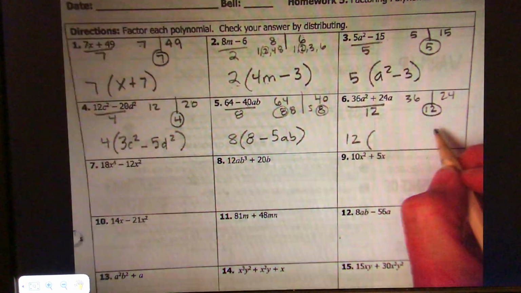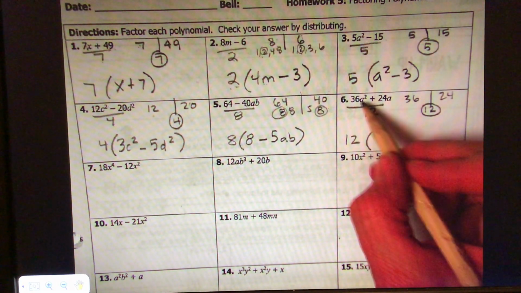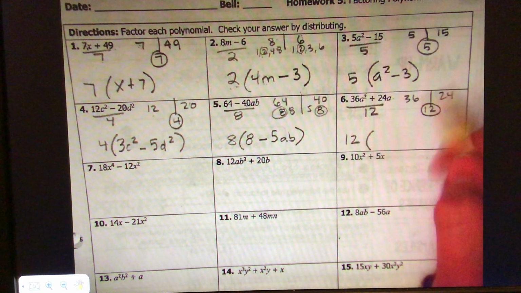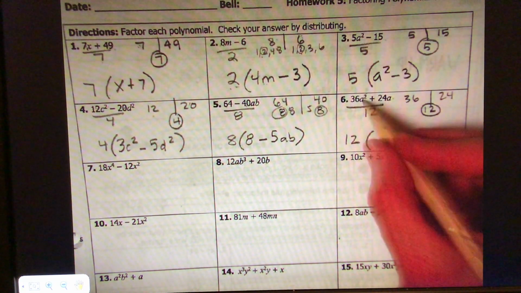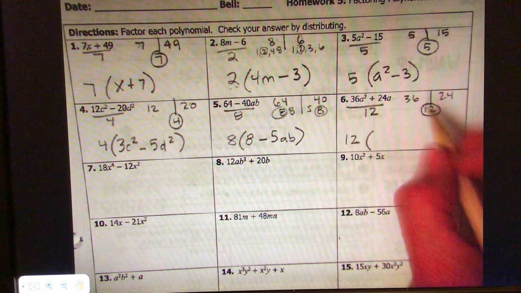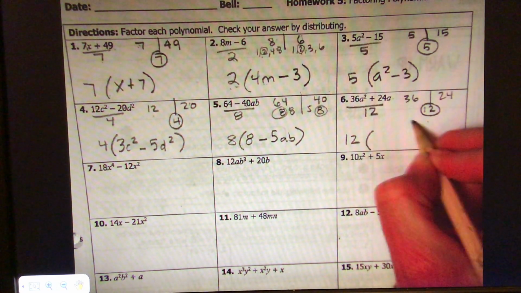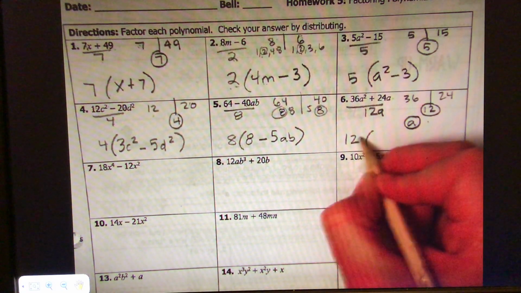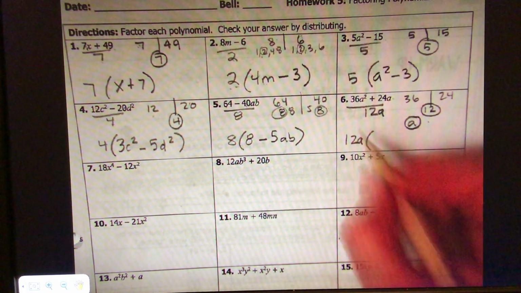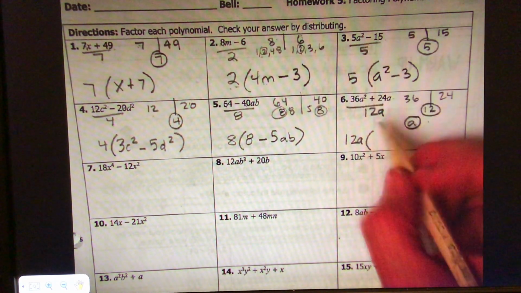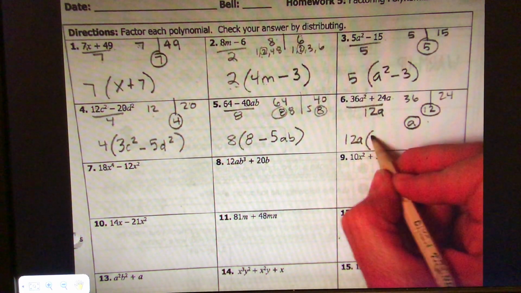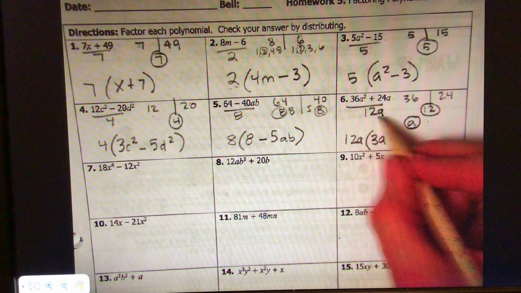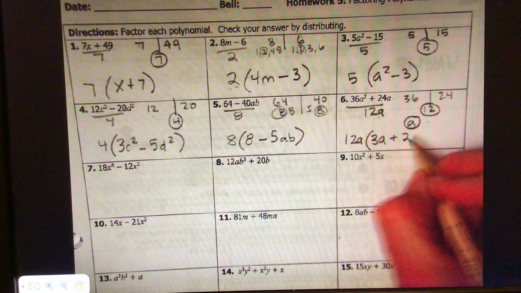Ooh, is there more? Because now I finally have a variable. I have a GCF of A. A goes into A, goes into A squared. So I have a variable too. So suddenly I get to have a little more fun. 12A. 36A squared divided by 12A is 3A. 24A over 12A is 2.